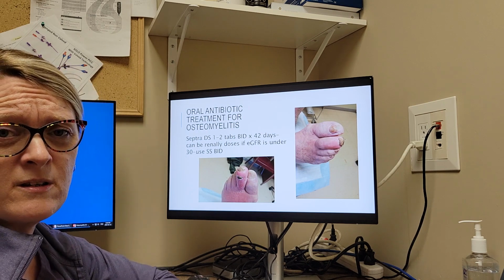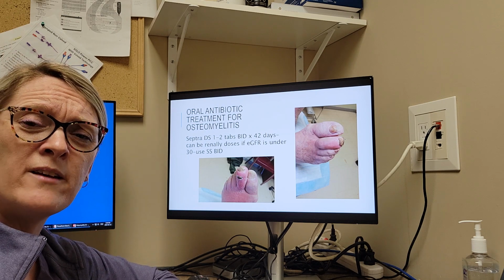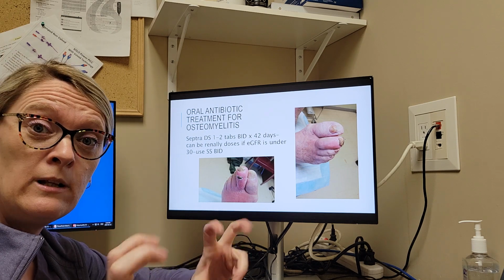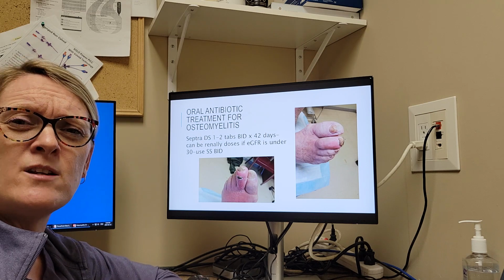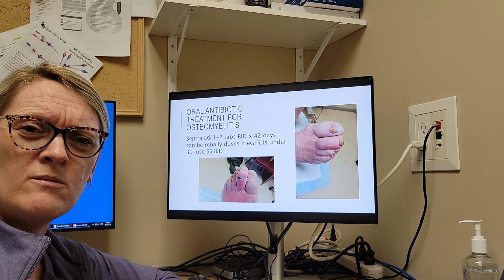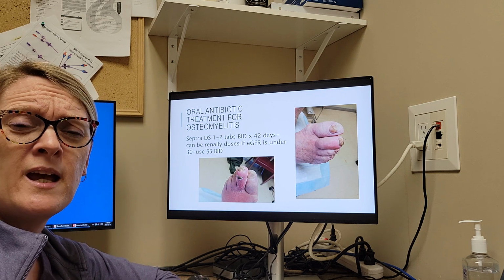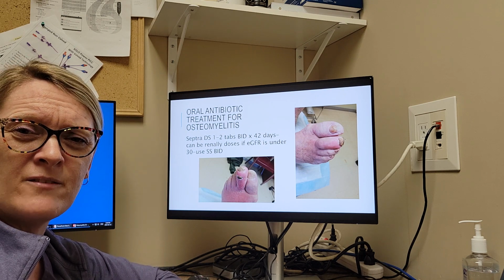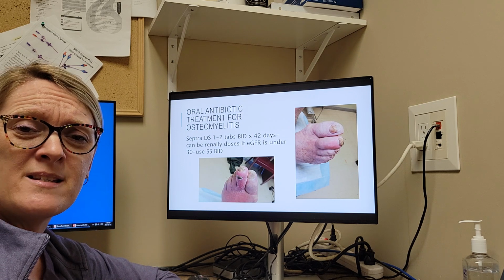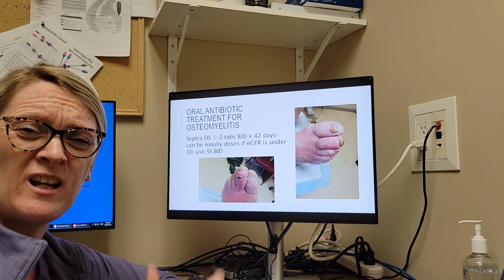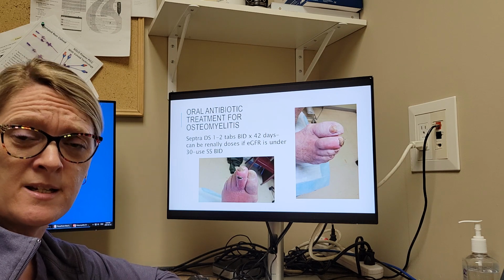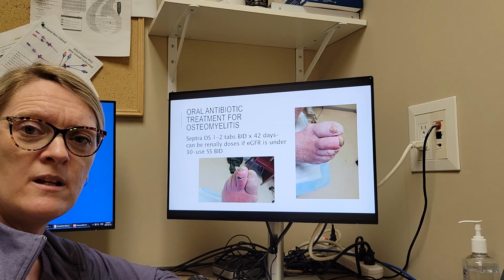Some of the other key cautions with Septra is, 1, if they are on an ACE inhibitor, any PRIL, any medication ending in that term, they do need to discontinue that for the course of the treatment, because it can cause elevations in the medication, as well as elevations in their potassium. So usually we're doing a potassium check about midway through to ensure that hasn't elevated during the therapy.